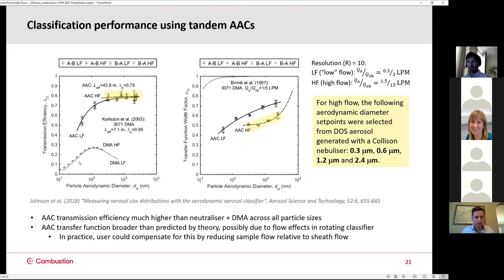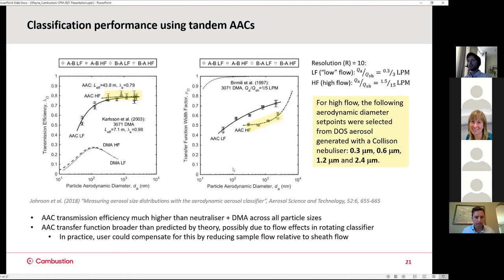So on the left, with the transmission efficiency, you see that's plotted at low and high flows in comparison with the DMA and neutralizer. So the transmission efficiency of the AAC is much higher than you get with the combination of the neutralizer and DMA. That's not to say that there's significant losses in the DMA column itself. That's actually a consequence of having to use a neutralizer to prescribe the equilibrium charge distribution. So obviously the DMA is outputting singly charged particles, either positive or negative, and you're having to necessarily discard all the other charge states.